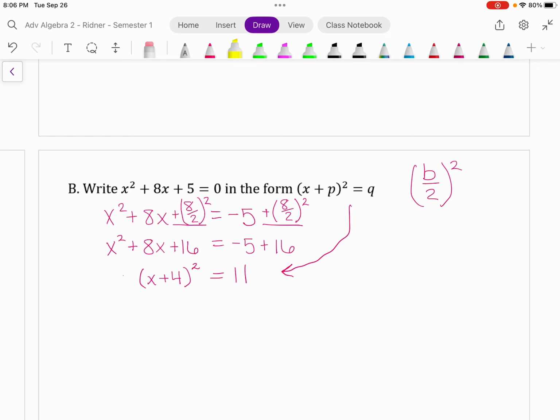So the big idea that you need to kind of memorize is b divided by 2 squared is our special thing.